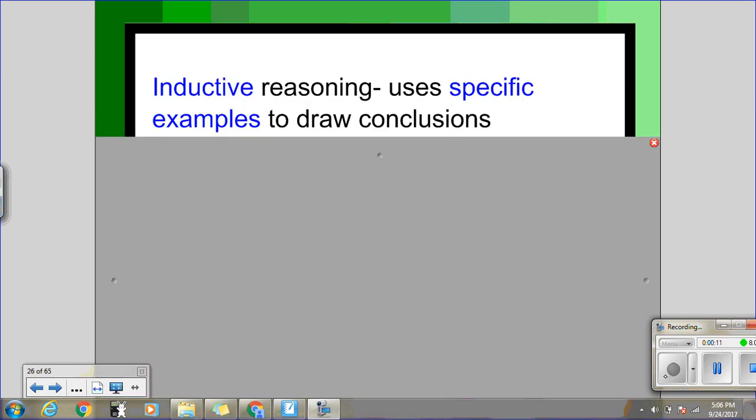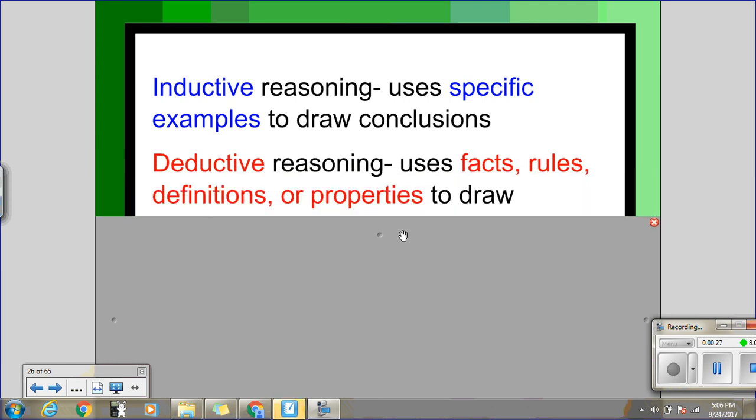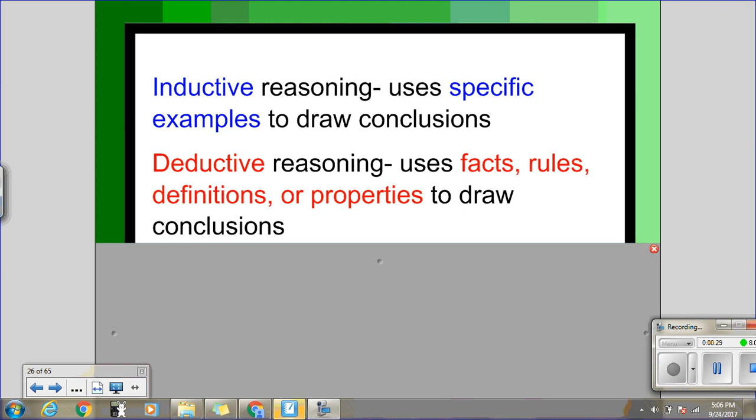Of course, we have a few vocabulary terms that we need to introduce. First is inductive reasoning, where it uses specific examples to draw conclusions. The second term is deductive reasoning, where we use facts, rules, definitions, or properties to draw conclusions. So it's kind of similar to inductive. However, with inductive, you use examples, whereas with deductive, you use facts and rules.